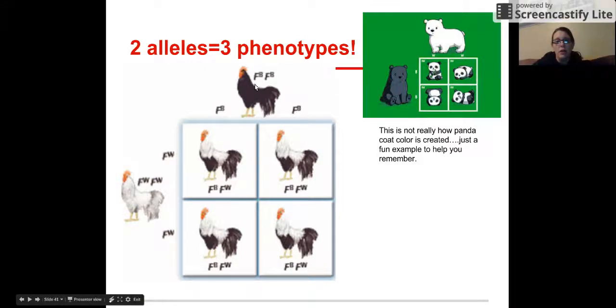So for this one, you would have, the F stands for feathers, and you guys don't have to do that, but you would have BB stands for black, WW stands for white, and then when you get one of each, you get a black and white chicken, okay?